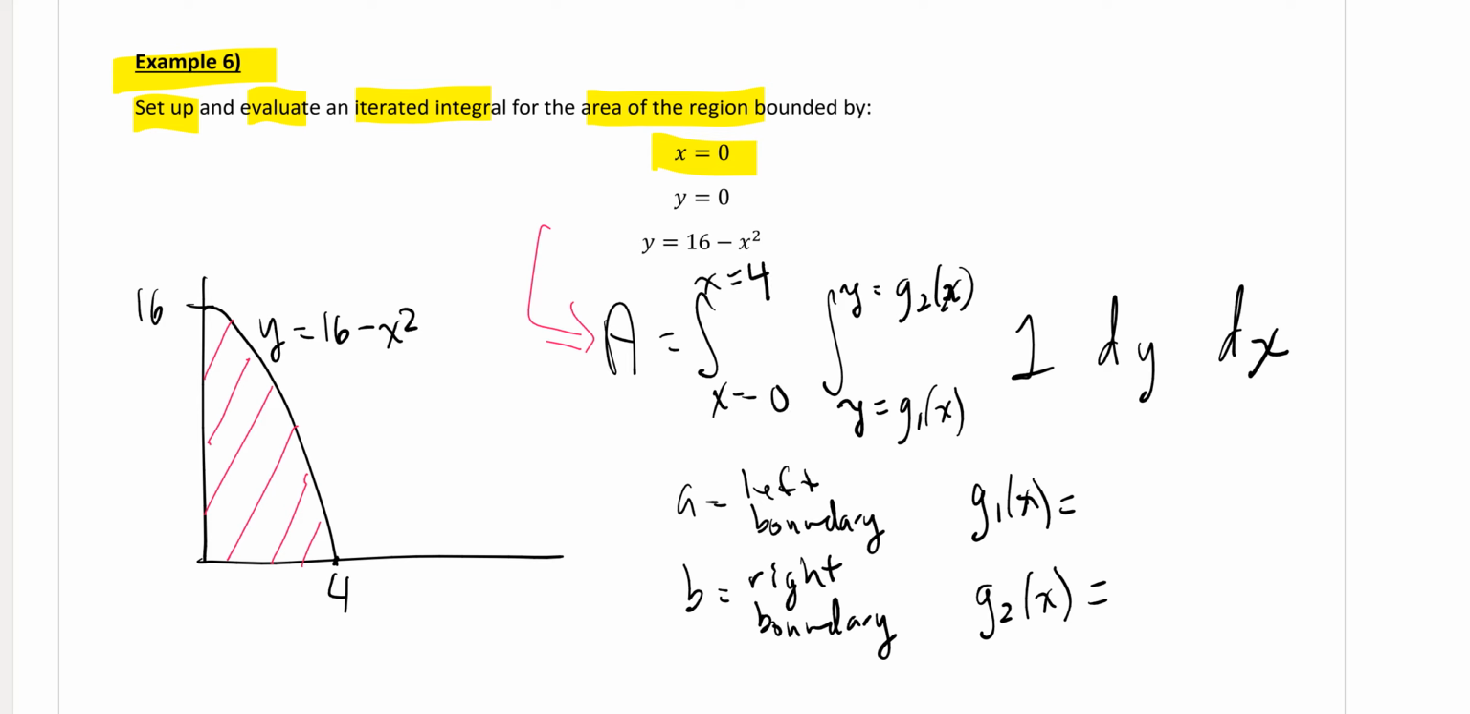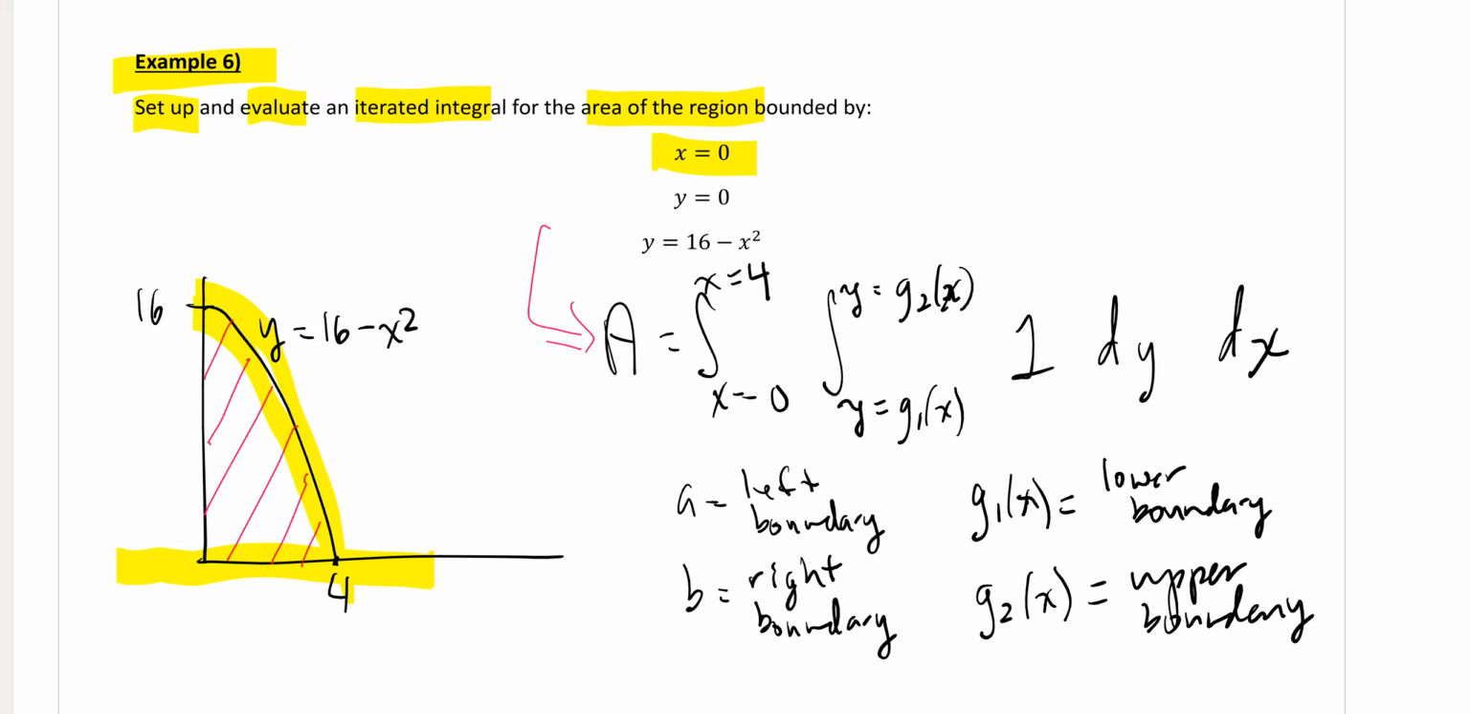G1 and G2 are the lower boundary and the upper boundary of the region. And in this case, we're going from y equals 0 to y equals 16 minus x squared. 16 minus x squared is the upper boundary of this region.